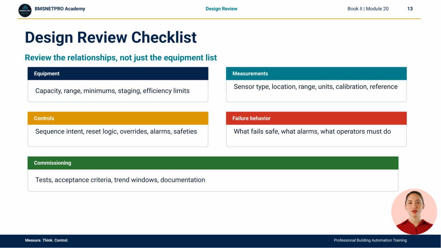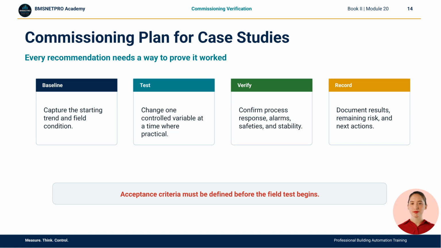Next, we review failure behavior. What happens when critical devices or measurements fail? Finally, we review commissioning. What tests prove the system operates as intended, and what trends must be captured? This checklist creates a repeatable review process. It helps the team catch problems before they become expensive field failures. A recommendation is not complete until we define how it will be proven.